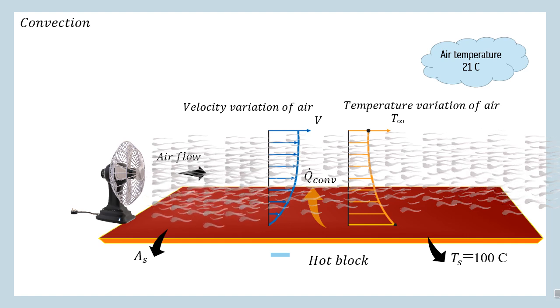Initially, heat is conducted to the air layer close to the block, and subsequently, convection carries this heat away through the combined effects of conduction within the air, resulting from random air molecule motion, and the bulk motion of the air. This bulk motion replaces heated air near the surface with cooler air.